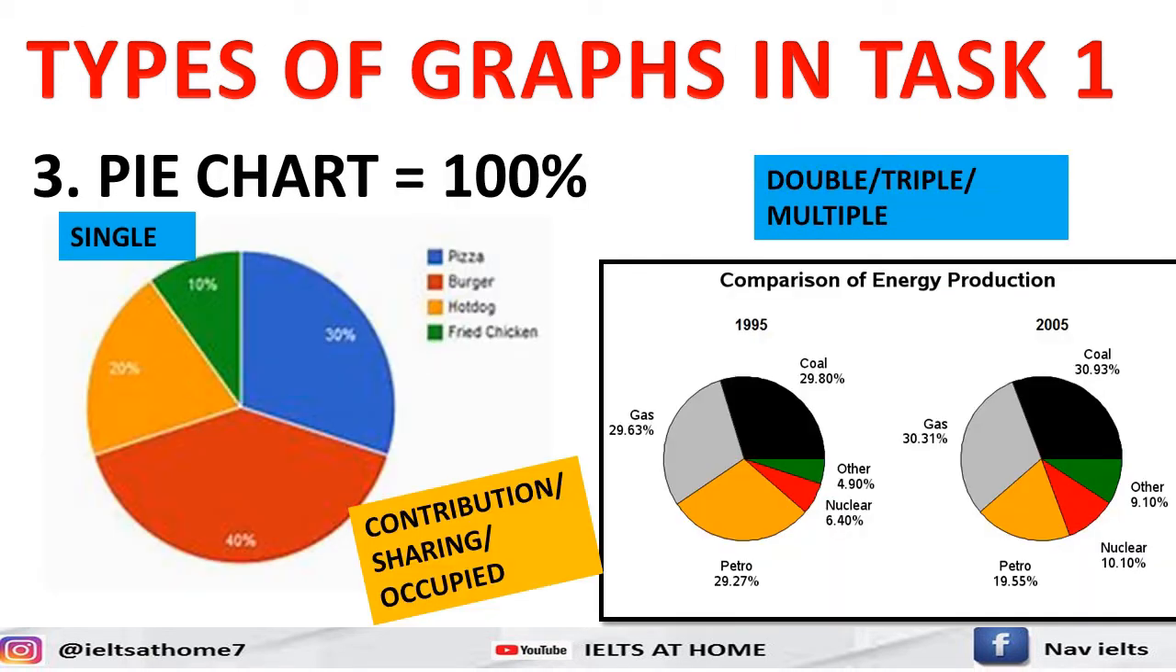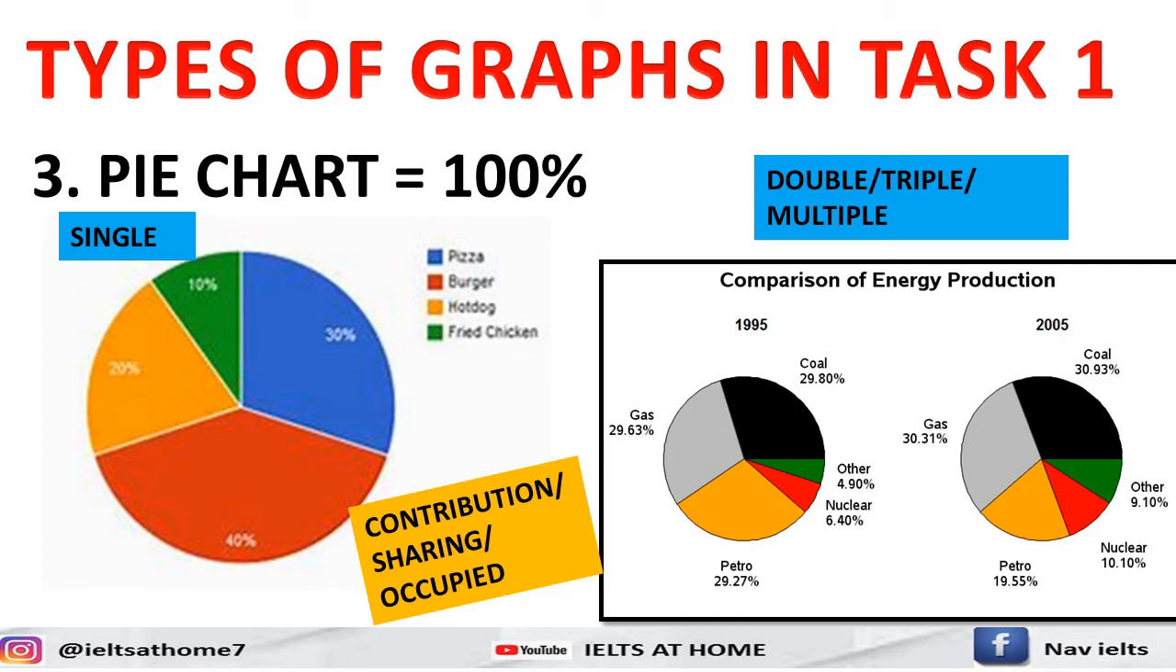Now you can see the third type, that is the pie chart, which is always equal to 100%. I mean the sum of all the percentages on a single pie chart is always equal to 100%. So you can see on your screen single as well as double pie charts. It depends upon your exam. Sometimes in the exam students may encounter one pie chart, or sometimes double, multiple, or triple. So you must prepare for all these pie charts.